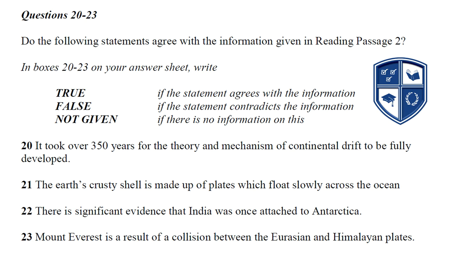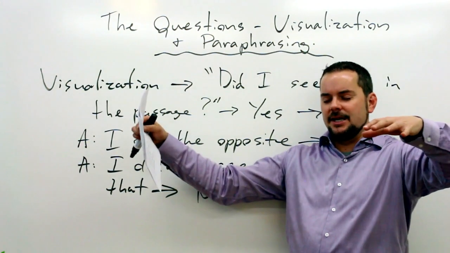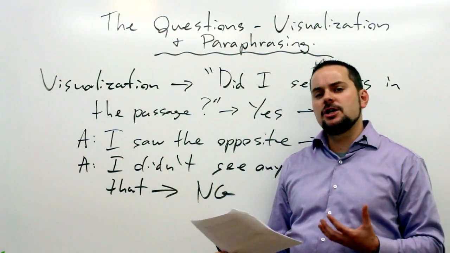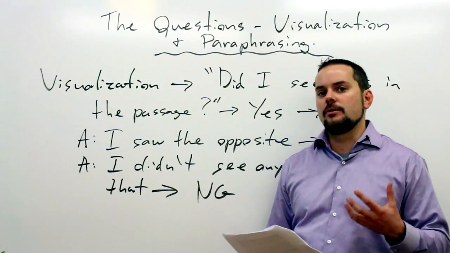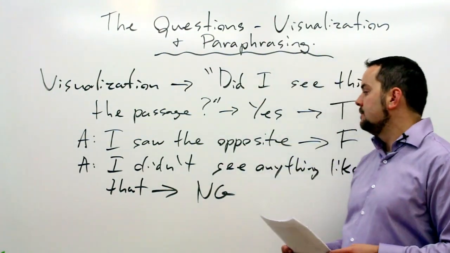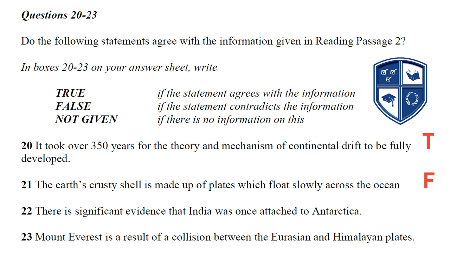The Earth's crusty shell is made up of plates which float slowly across the ocean. This is 21. When I visualize this, so when I close my eyes and I see these big plates floating like boats on the ocean, it's a strange visualization for me. It's too imaginary, it's too cartoony. I don't think our planet works that way. So this is where I know that there's a mismatch. I saw maybe not the opposite, but something quite different when I was reading the passage. So I don't think this will be a true answer. Therefore, again, it gives me confidence that it's false.